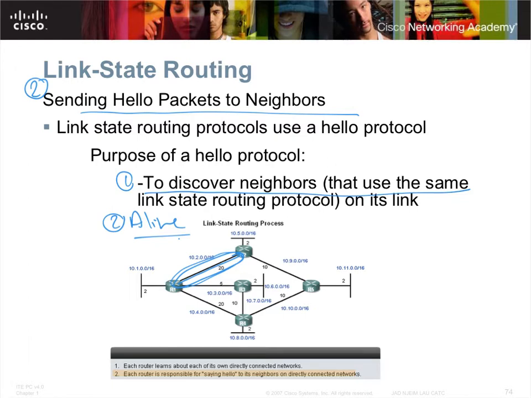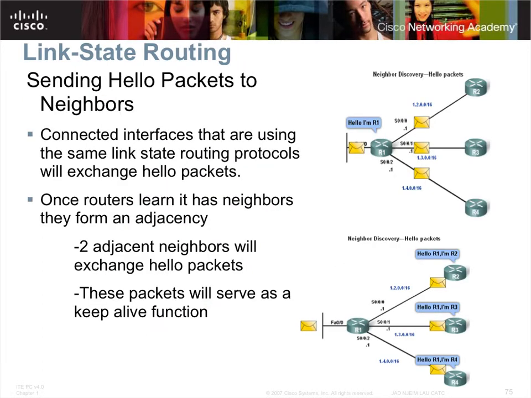So number 2 is to discover who my neighbors are and to make sure that these neighbors are alive and well. So this is step number 2. These hello packets are sent to all the neighbors. Every router will have to exchange these hello packets with the neighbors. And as we will see, the hello packets are sent in the form of multicast, which of course includes broadcast.